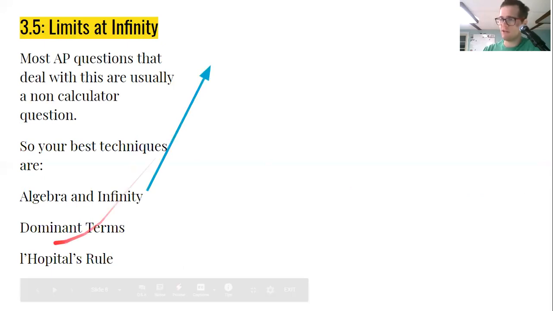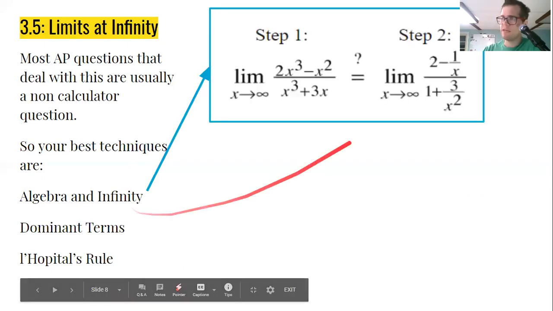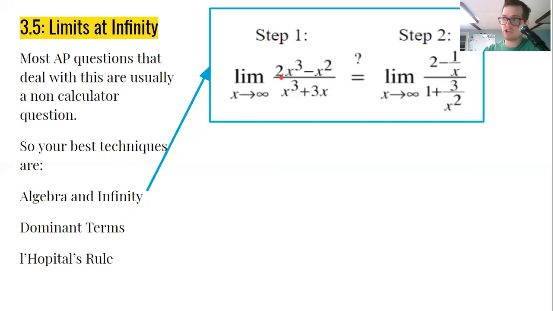So algebra infinity is you basically just divide each term by the highest degree polynomial. The highest degree polynomial in here was x to the 3rd. So I divided each term by x to the 3rd, and I get this. Bam. And then if you let infinity happen, you just get 2 over 1, which is 2. Sick.